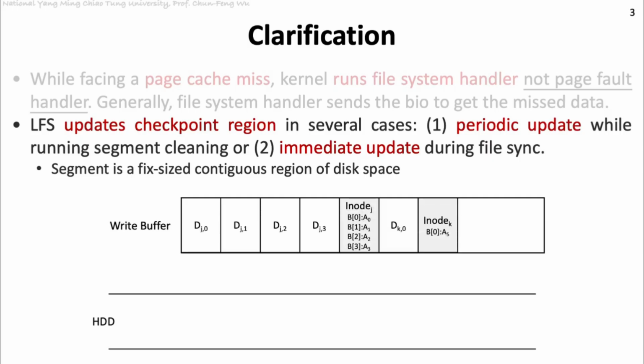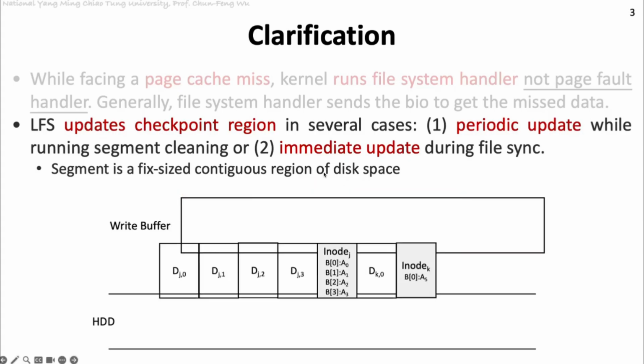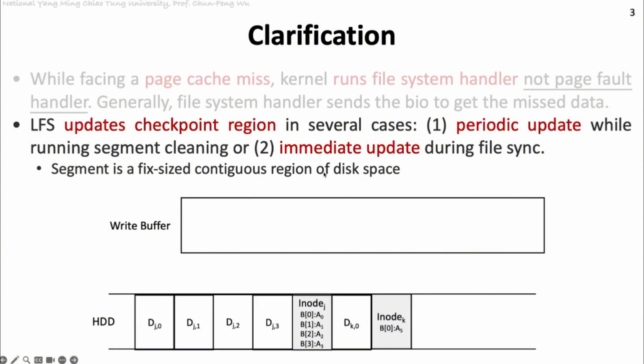We have a write buffer, and inside the write buffer there is a fixed size continuous region called a segment. The size of a segment is defined by each log structure file system. You can imagine, for example, if the segment size is 4 kilobytes, then inside the write buffer we need to accumulate up to 4 kilobytes, so we can write one segment back to the hard disk drive. Assuming now this is a segment, the segment will be written back to the hard disk drive at the same time.